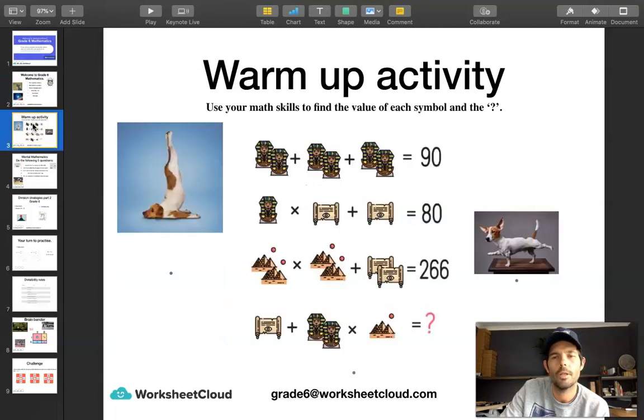Your warm-up activity for today is as follows. It's an Egyptian theme. See if you can work out the value of all the icons and then the pink question mark at the end. Right, off you go.